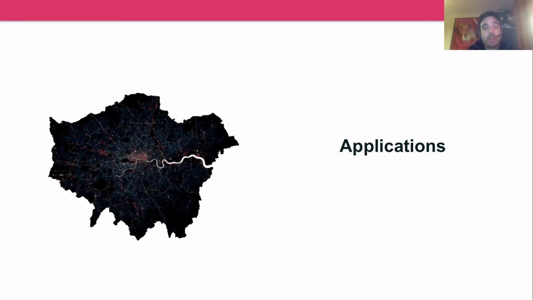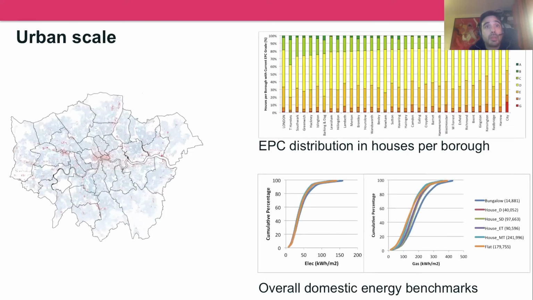Hopefully you now have a good idea of what 3D stock is. So now we'd like to go through some more of the analyses that we've been using this model for. So at the simplest level, it's a highly detailed model of the building stock that allows us to examine the built environment across large urban areas.